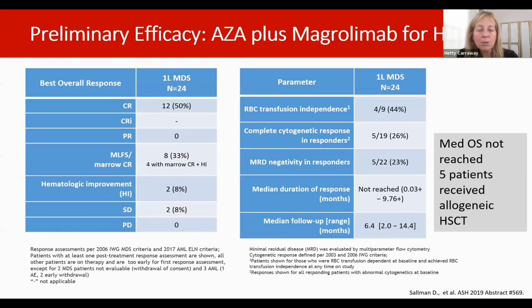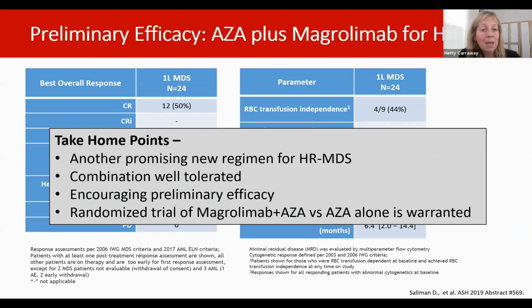The median overall survival was not reached in 5 patients, and patients were obviously also transitioned to receive an allo transplant because their disease was then controlled. So again, another new promising agent for higher risk MDS.